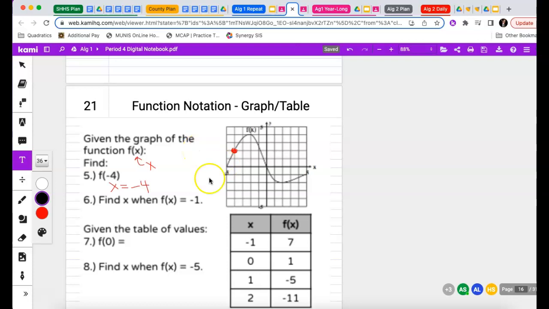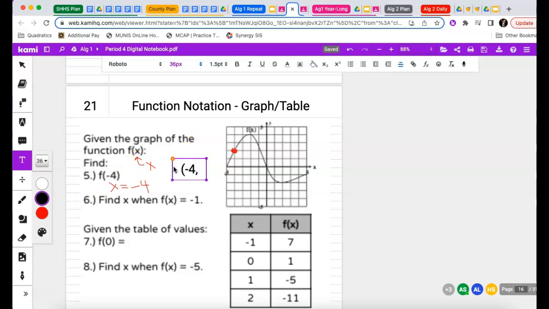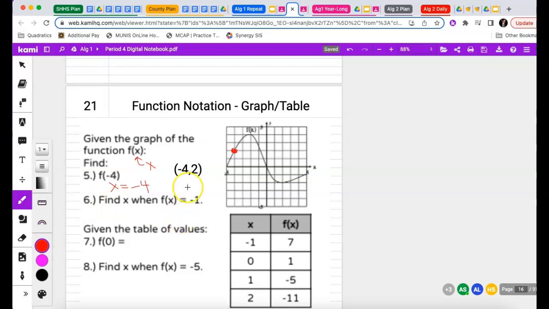So that's the coordinate -4, which is the x value, we already knew that, comma 2 because it went up 2. So in this case, we're asked to solve for y, and y is equal to 2. So all we're really doing is identifying the point on the graph where x or y are equal to whatever we're given.